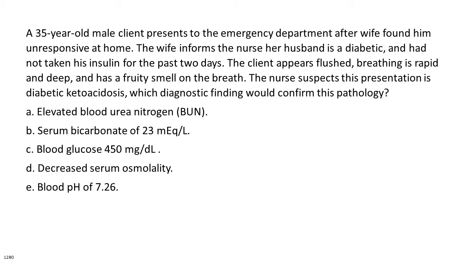A. Elevated blood urea nitrogen, BUN. B. Serum bicarbonate of 23 milliequivalents per liter. C. Blood glucose 450 mg per deciliter. D. Decreased serum osmolality. E. Blood pH of 7.26.